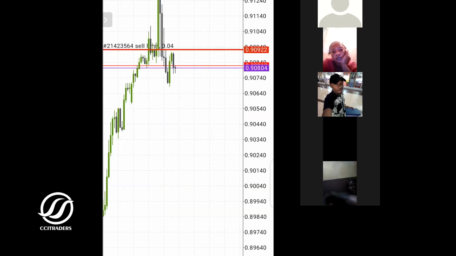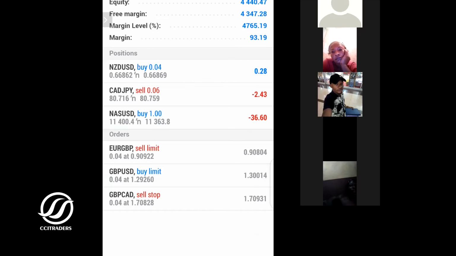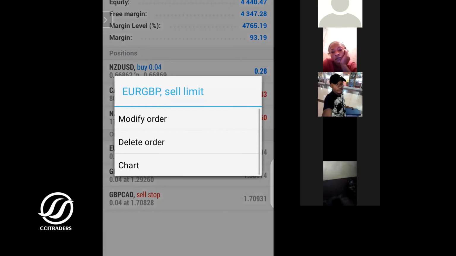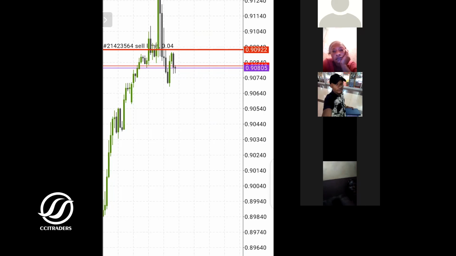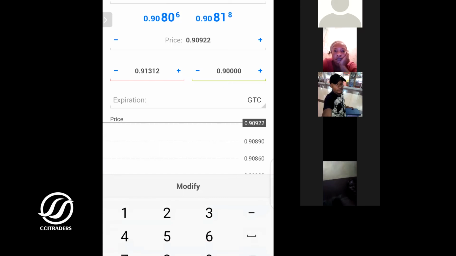So what is my stop loss? My stop loss would be 0.91312. So I modify it. We have not set a take profit for it, so I would like to take my profit here. My take profit would most likely be 0.9535.